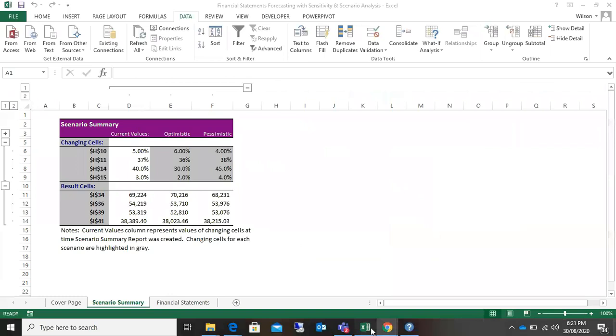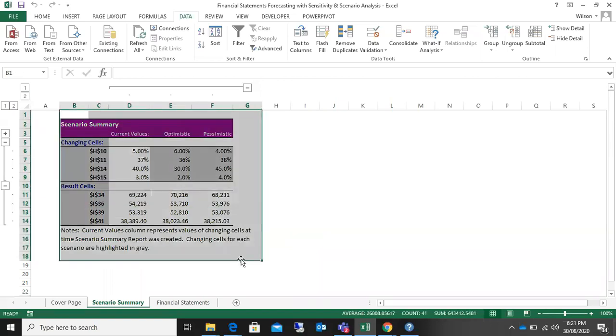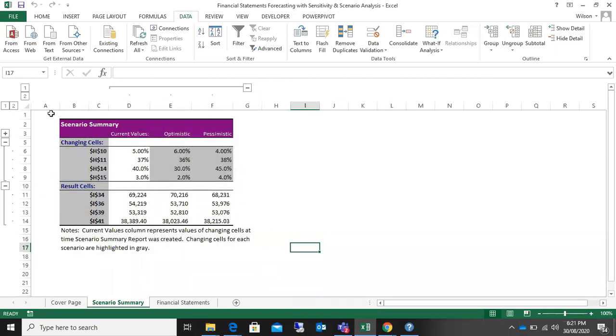Okay, sorry. So this is the scenario summary here. This is a scenario summary. So what Excel will do is automatically create a separate sheet for you, a new sheet in your workbook, as a scenario summary. So what we're going to do is that this sheet that is here, you are not going to show it in your report. You are going to hide it.